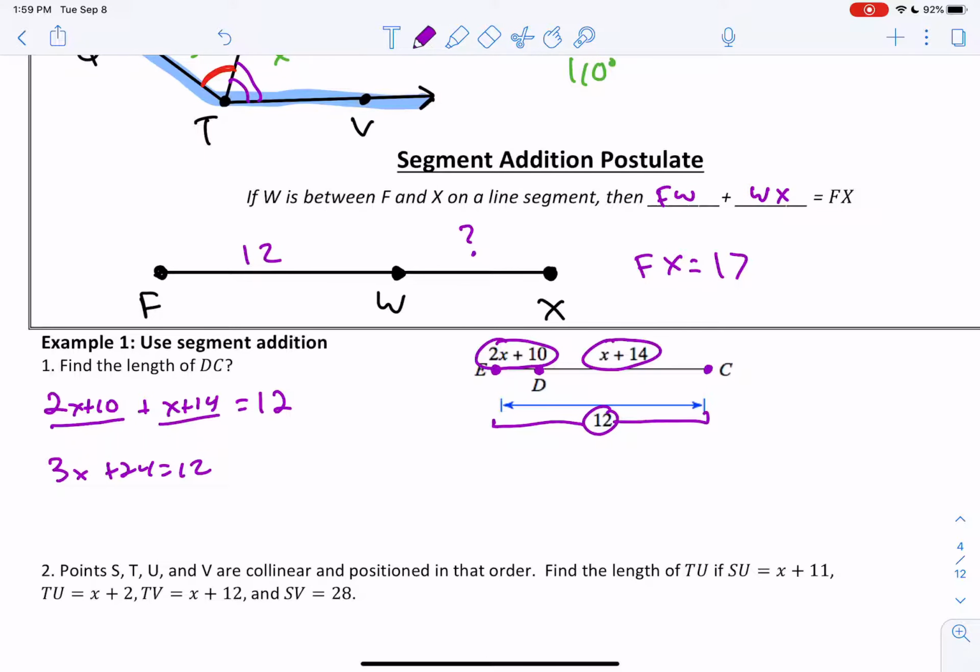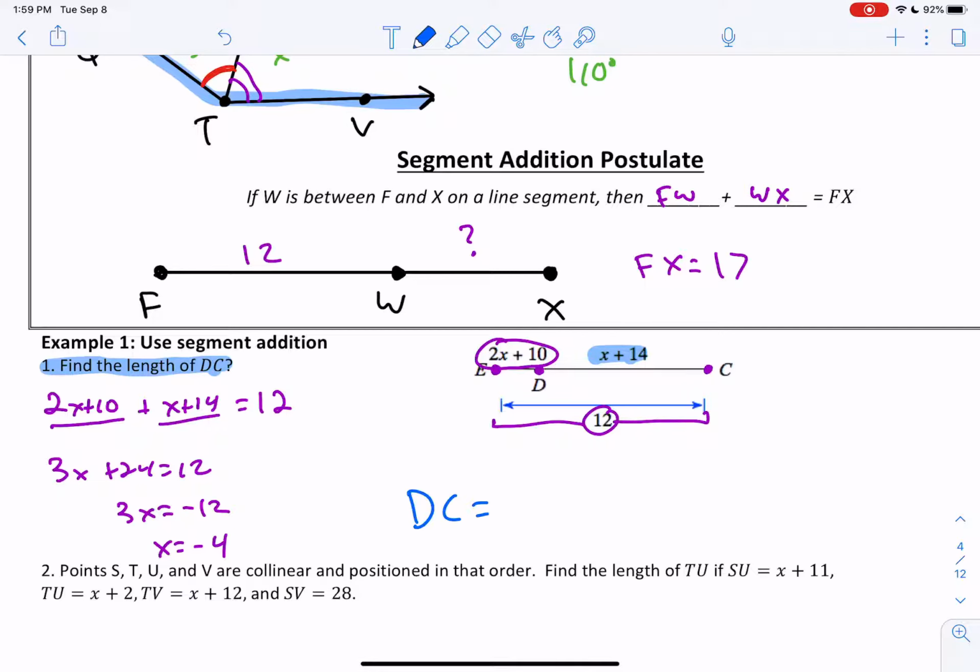I'm going to subtract 24 from both sides. 3x equals negative 12. Divide both sides by 3, and x is equal to negative 4. Now, we want to make sure we go back and reread the problem. This problem is asking me to find the length of DC, so we want to make sure we find DC. So DC equals, and I'm going back up here, and I'm looking at, well, which one of these represented DC? Well, that's going to be x plus 14 right there.